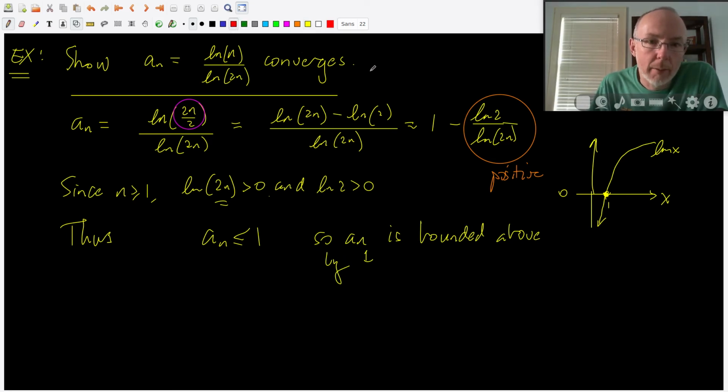And for the same argument, if n is greater than or equal to 1, then all of these values are going to be positive. Log n is at worst going to be 0 and then positive.